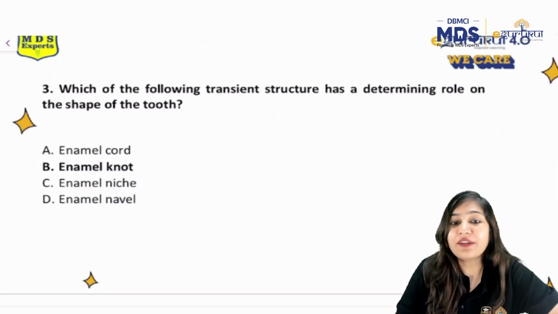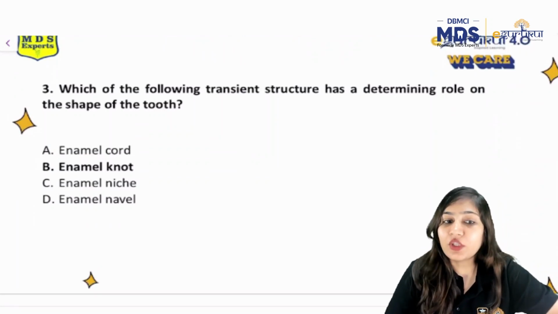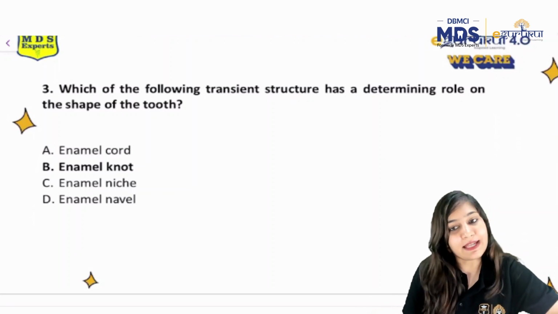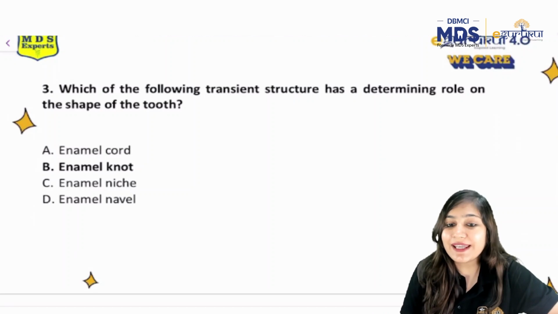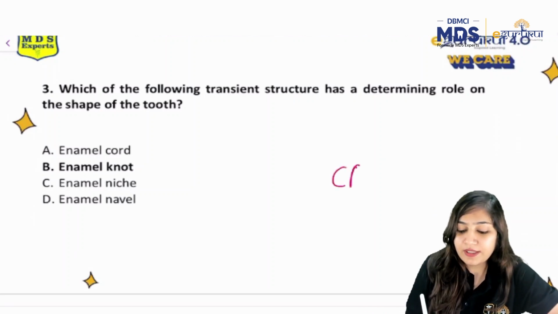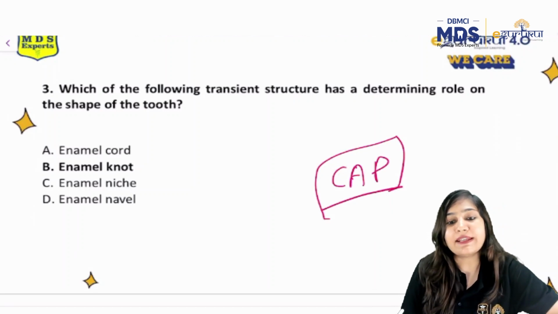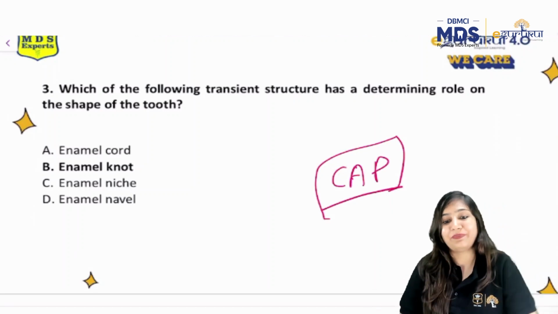Which of the following transient structure has determining role on shape of the tooth? Transient structures means temporary structures. They are visible during which stage? They are visible during cap stage. They begin to disappear as soon as enamel formation begins.